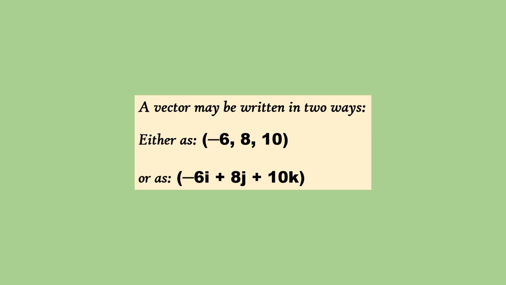Now when writing a vector you can write in two ways. Either you can write simply the numbers separated by commas, like we have shown -6, 8, 10, or you can write -6i plus 8j plus 10k. So either you can write i, j, k, or simply you can write the numbers separated by commas. So -6, 8, 10 means -6i plus 8j plus 10k. So a vector may be written in any of the two ways.